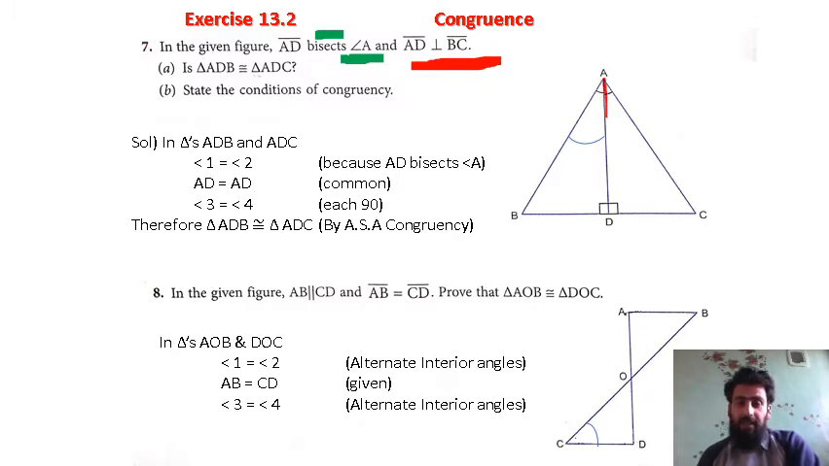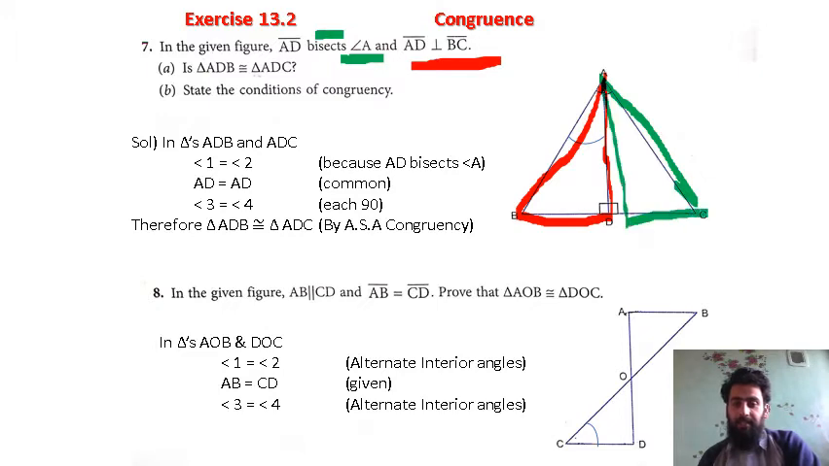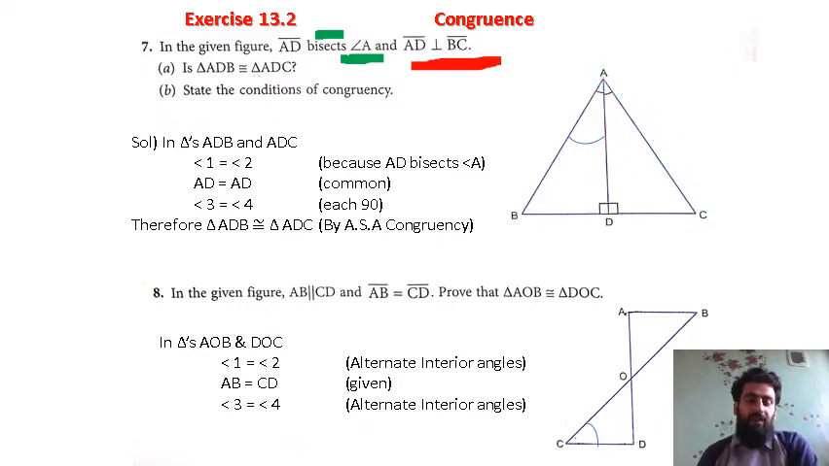This is ADB, this triangle, and this is ADC, these two triangles. So I have to show that these two triangles are congruent to each other. Let's do this. First thing I have written down here is that angle 1 is equal to angle 2. Let's first see where is angle 1 and 2. Yes, this is angle 1 and angle 2.